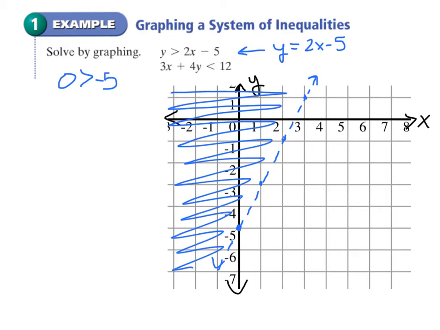Now I graph the second one. Since the second one is in standard form, I'm going to graph using intercepts. The x-intercept is 4, and the y-intercept is 3. I ran out of room here. It's a dotted line as well.